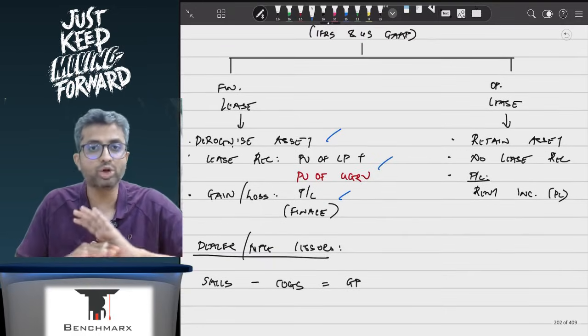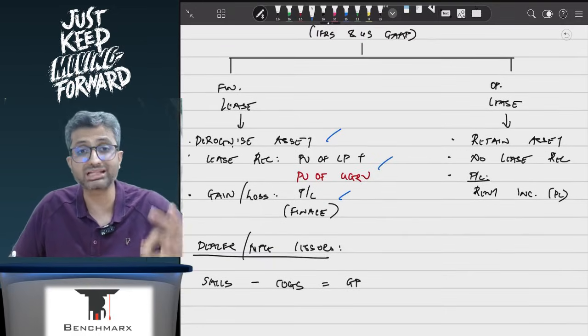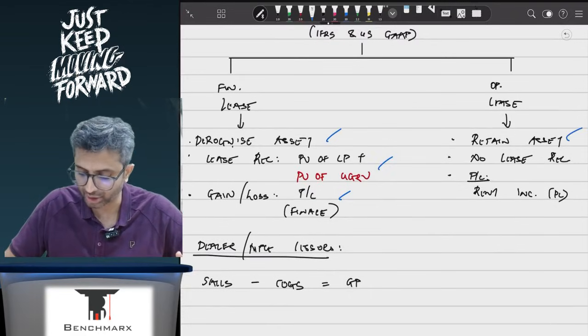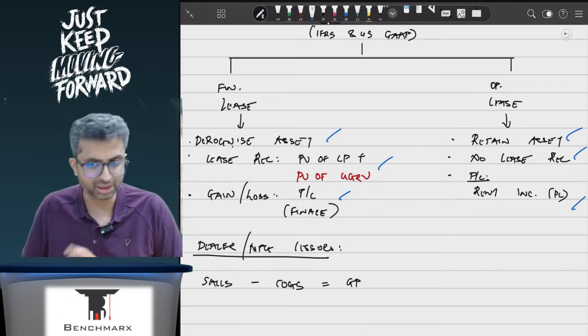If it is operating lease, you will not derecognize the asset. In fact, you will keep on recognizing the rent income on a straight line basis in the profit and loss account in absence of any other systematic basis.